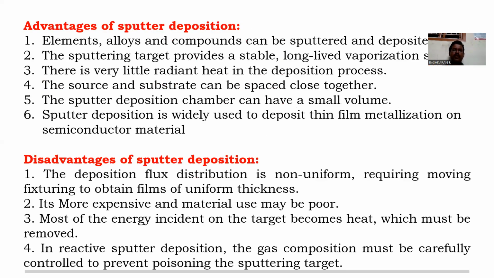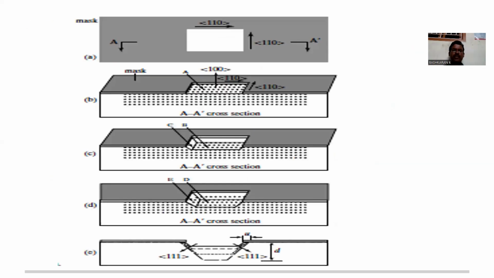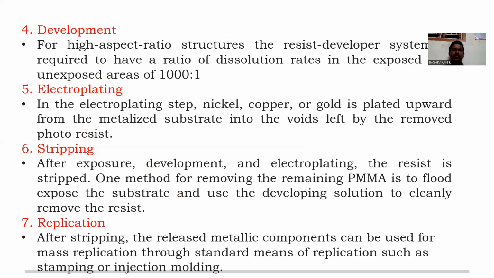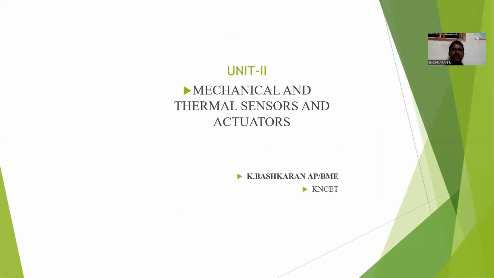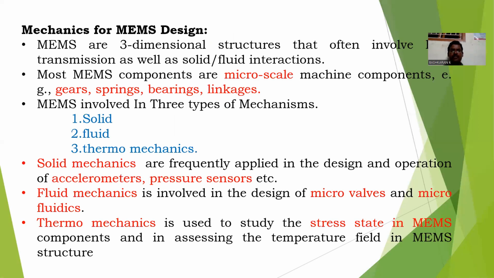When we are using sputter deposition, we have some advantages and disadvantages. Now we move to the next unit, that is mechanical and thermal sensors and actuators. In this unit, the outline covers thermal sensors and actuators, static bending of thin plates, mechanical vibration analysis, thermomechanical analysis, fracture mechanics analysis, thin film mechanics overview, and finite element analysis.